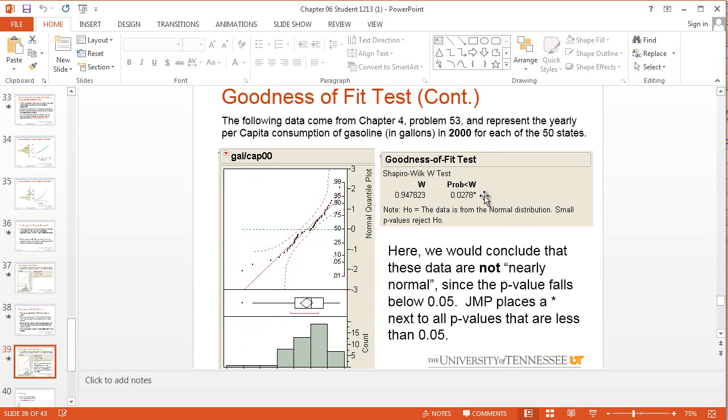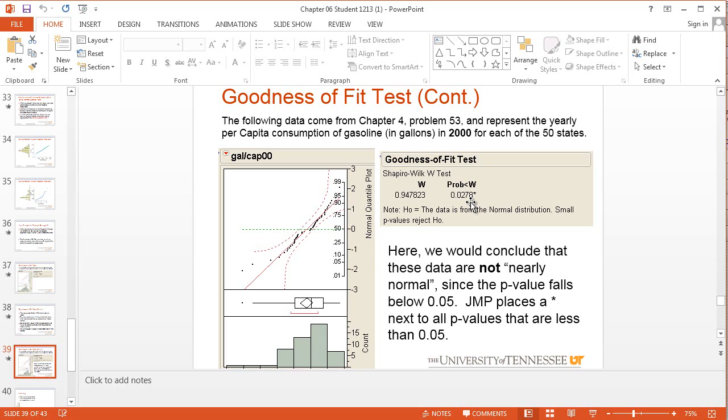And uh-oh, right here, JMP puts a star to tell you that this is significant. Any p-value below 0.05 in JMP will be starred. And as it says, small p-values reject the null. I will reject that this is from the normal distribution. So all three of these tests are the same right here. Visual inspection shows a problem. The normal probability or quantile plot, same thing, shows a bend that wouldn't be covered by our fat pencil, put on this line right here.